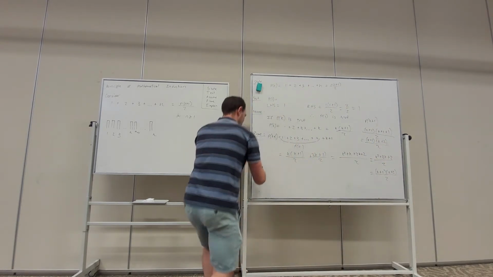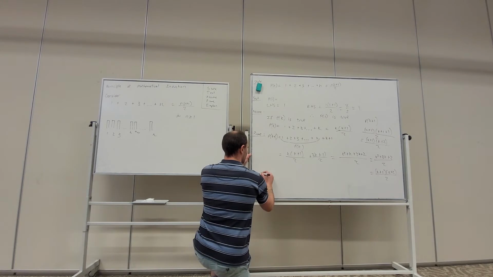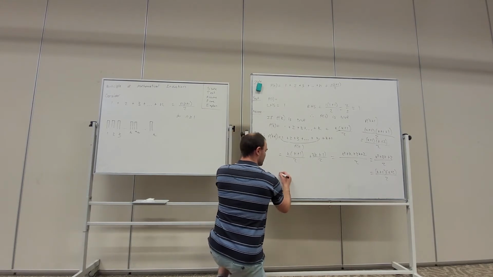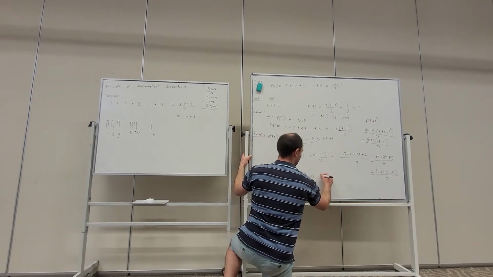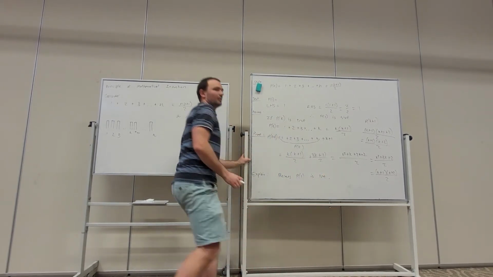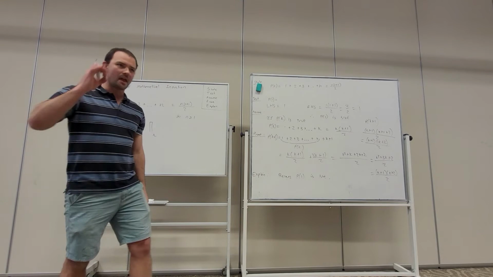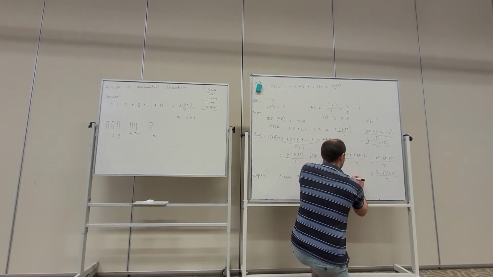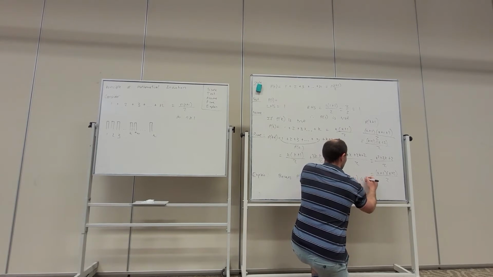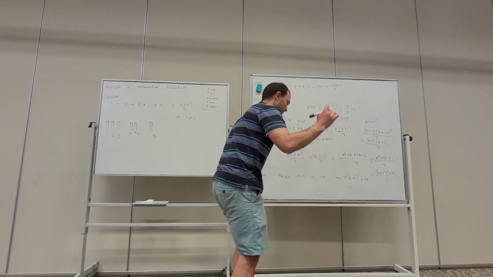And our last step is to explain. We're going to say, because P of 1 is true, okay, we've got P of 1 is true, and P of K plus 1 is true if P of K is true.